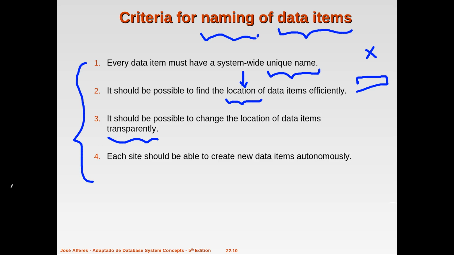And similarly, every site should be able to create new data items autonomously. So they can create their own data items in each of the sites. Every site has the freedom to create its own data items. So these are the four naming criteria. While providing a name for the data items present in these distributed databases, we should follow these four criteria: uniqueness in the name of each data item, the location of the data item, change in location, and creation of new data items by the sites themselves.